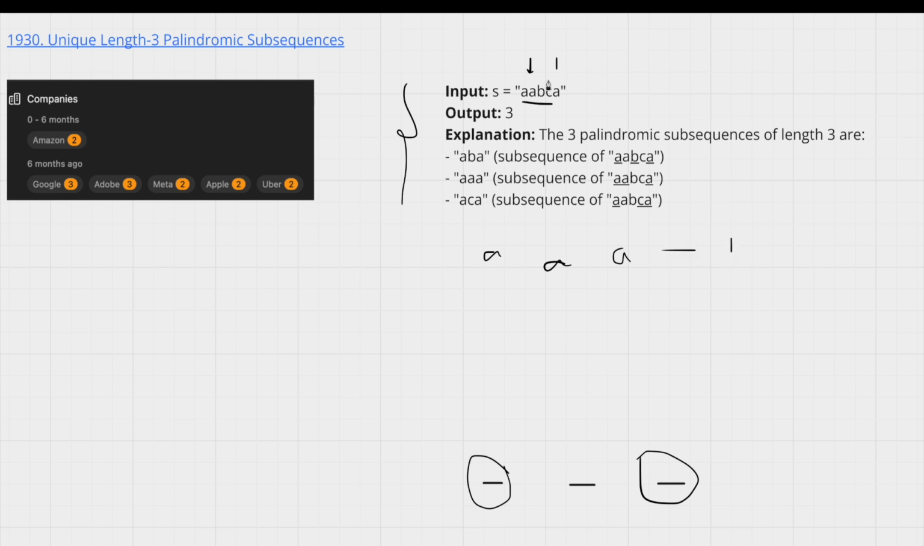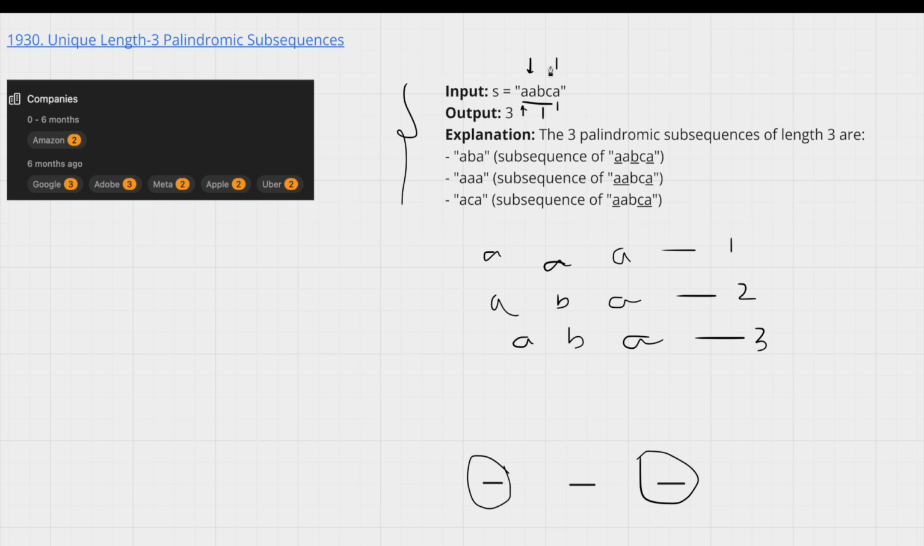Now we are at this index, B. For B, we have an A on the left and an A on the right. That is another unique subsequence. Now for B, we have one more A remaining, so for B we have one more A and A. That is one more.